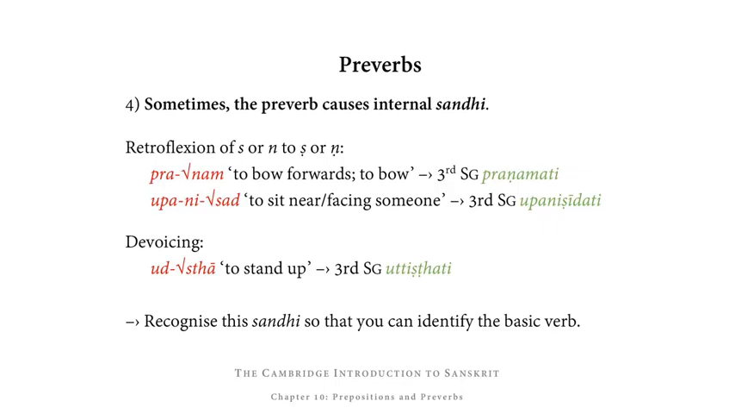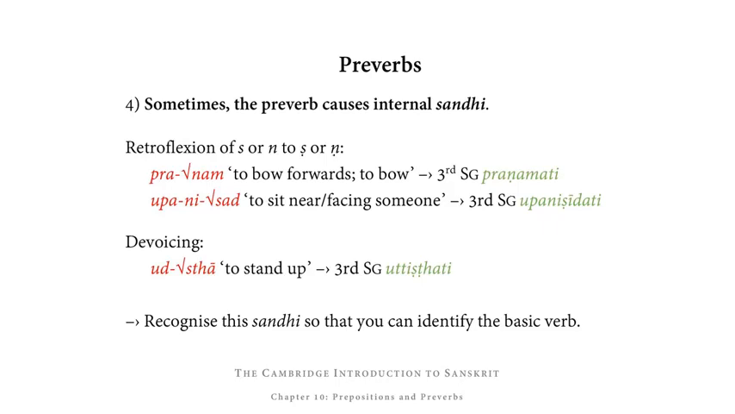And in, for example, upa ni sad, to sit near or to sit facing someone, where the normal present tense of sad would be sidati, here we have a change of the s to a retroflex sh after the i contained in upa ni sad, and so we have a present tense upa ni shidati. Sometimes we may also find devoicing, so for example of ud sthā, to stand up, where the present tense of sthā is tishṭhati, we find the d devoicing, losing its voice, in front of the unvoiced stop t. So instead of ud tishṭhati, we have ut tishṭhati.